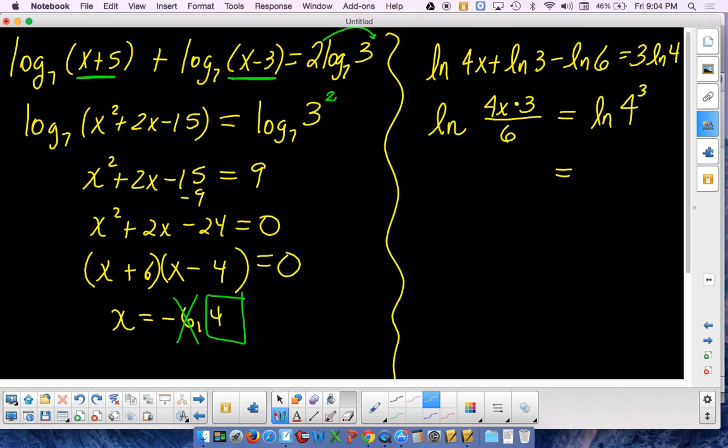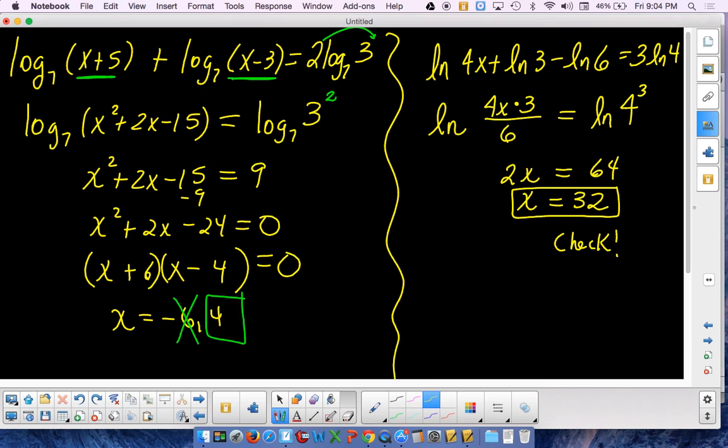This first one is actually 12x over 6, so that would reduce down to 2x. The right-hand side, 4 cubed, is 64. So I really have 2x equals 64, which means x equals 32. Now you still have to check. That's always important. In this case, there was only an x in one position here, so if I put 32 in that 4x, will it be a positive value? Of course it will. So that means 32 is an acceptable answer.